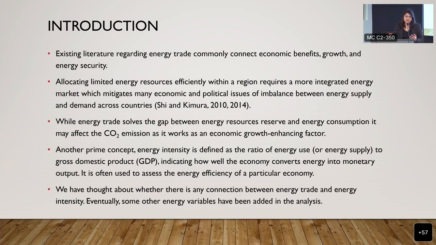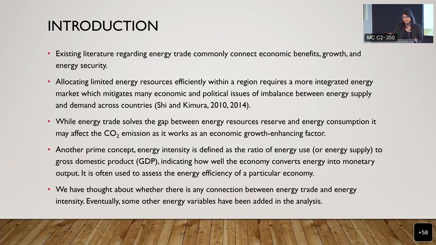So why we are connecting energy trade with energy intensity? First, I will introduce the concept. I hope all of you know about it. Energy intensity is defined as the ratio of energy used to gross domestic product, indicating how well the economy converts energy into monetary output. So to produce per unit of GDP, how much primary energy we are using, energy intensity calculates that. So it is often used to assess the energy efficiency. Actually, energy intensity is a measure of energy inefficiency in the energy sector.